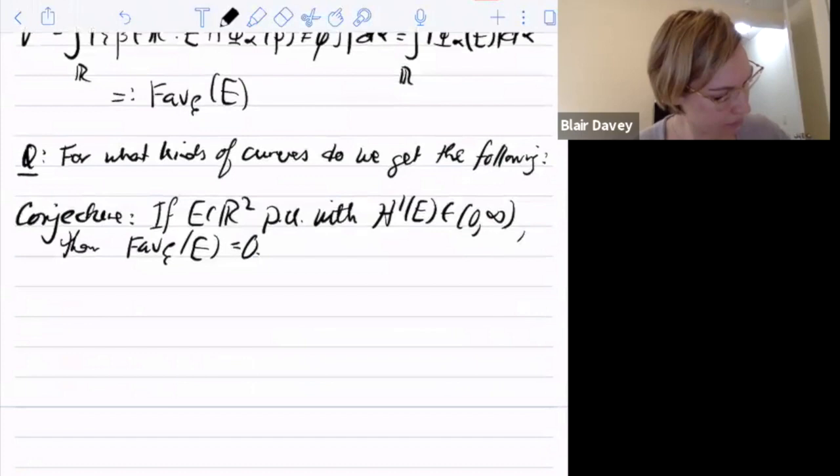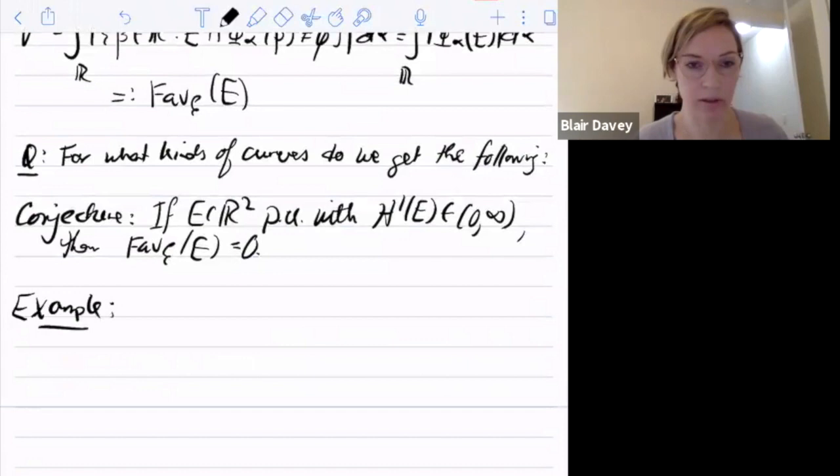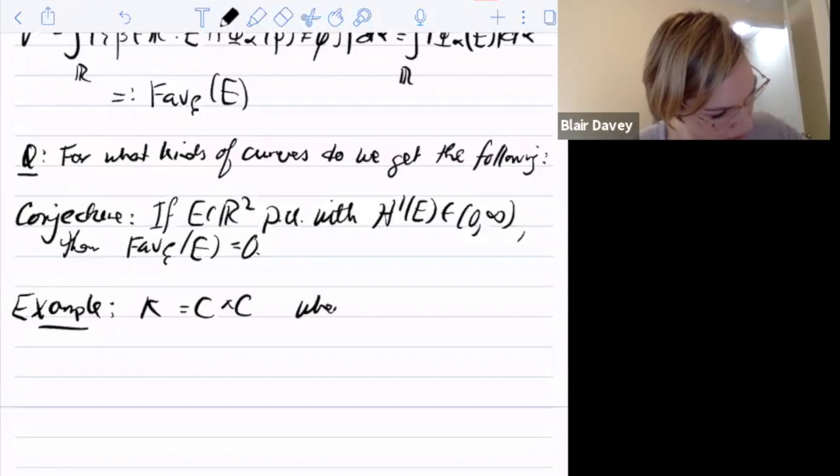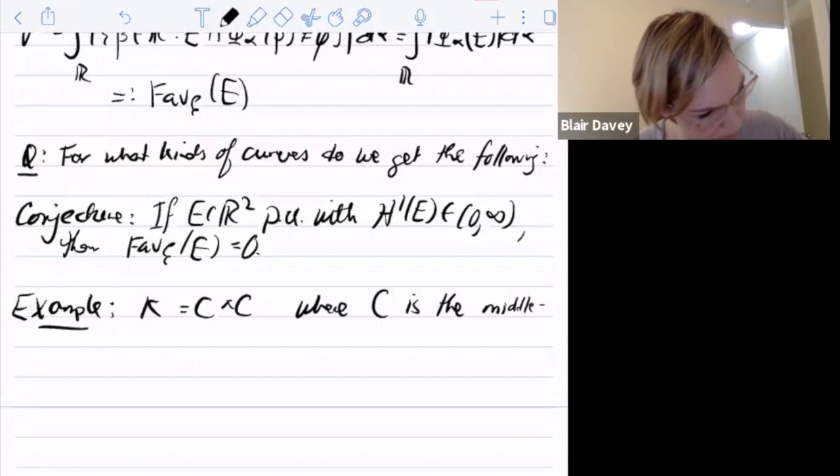Okay, so I'm going to look at my favorite one-dimensional set in the plane, which is purely unrectifiable, the Cantor four-corner set. So K is C cross C, where C is the middle half Cantor set.